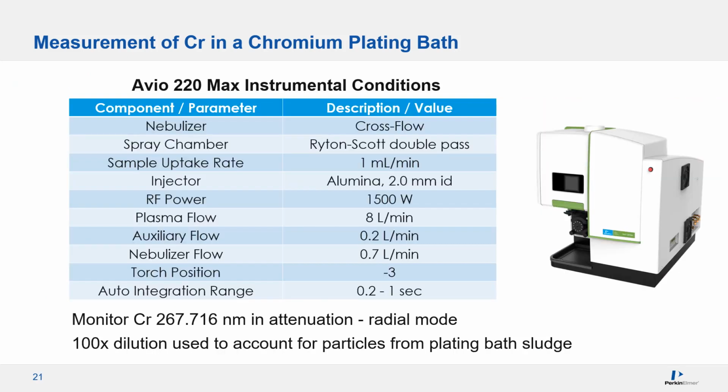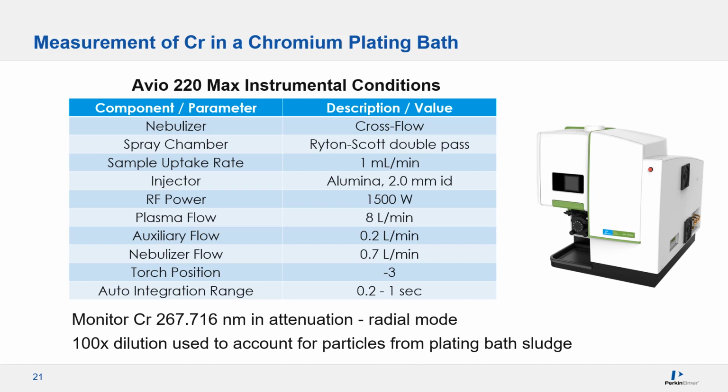So now let's take a look at the instrumental conditions we use for the analysis of chromium in a chrome plating bath. We use the Avio 220 Max, monitoring chromium 267 in attenuated radial mode. For the nebulizer, we chose a crossflow because it's very resistant to clogging. We coupled that to a Ryton Scott double pass spray chamber, used a sample uptake rate of 1 mL a minute with an aluminum injector, and we stayed with a high RF power of 1500 watts just because this could be a difficult matrix.